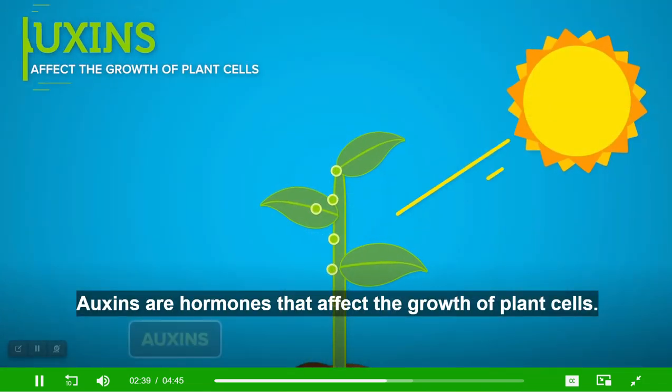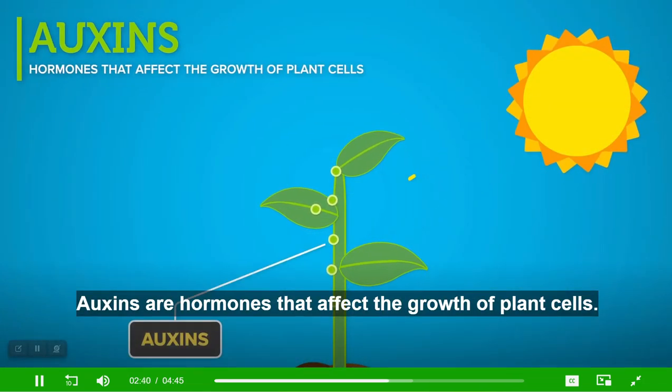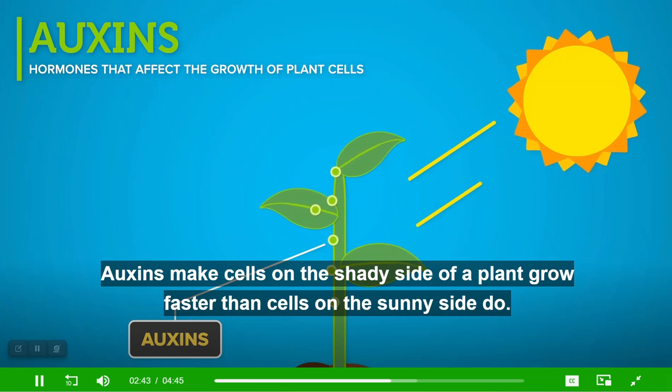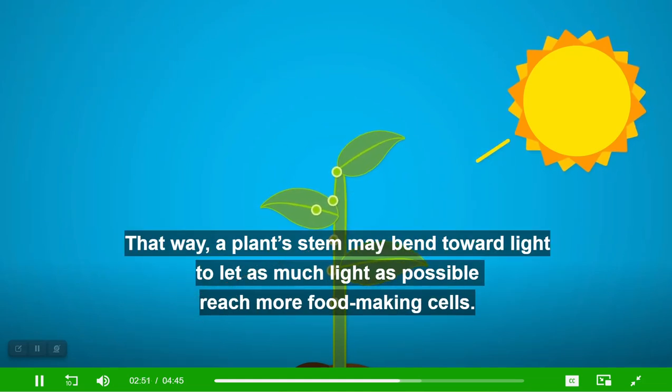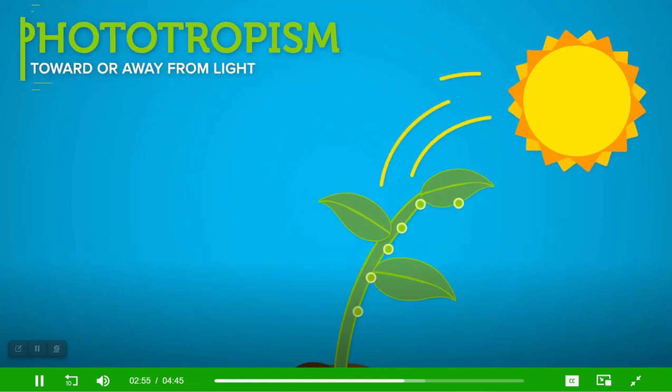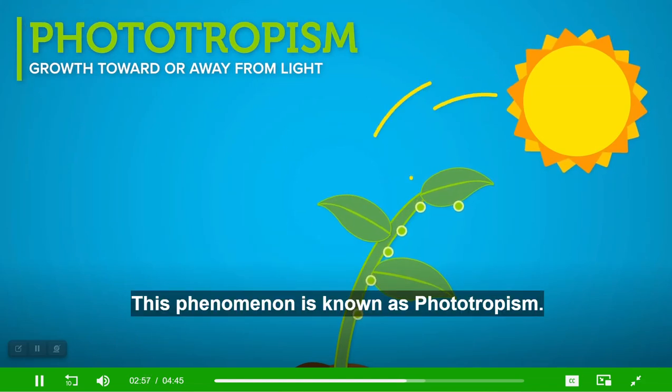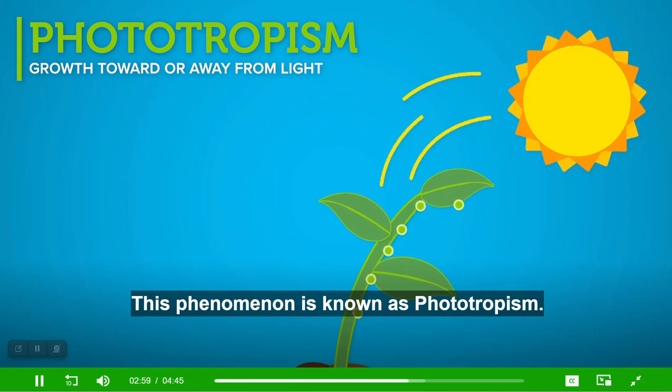Auxins are hormones that affect the growth of plant cells. Auxins make cells on the shady side of a plant grow faster than cells on the sunny side do. That way, a plant stem may bend toward light to let as much light as possible reach more food-making cells. This phenomenon is known as phototropism.